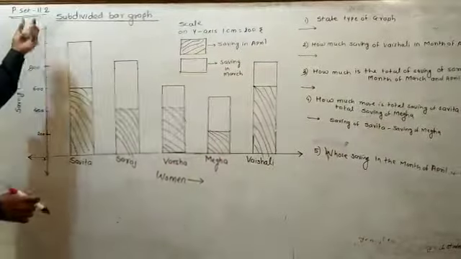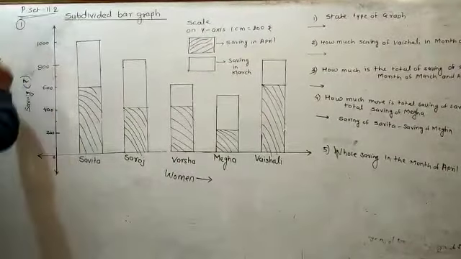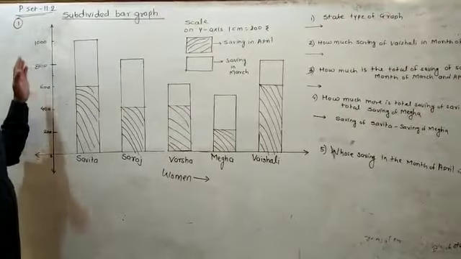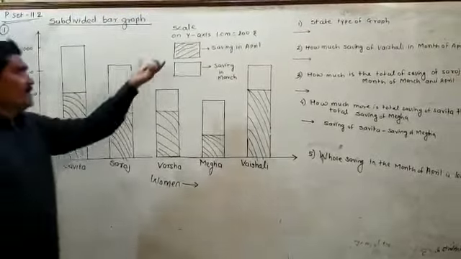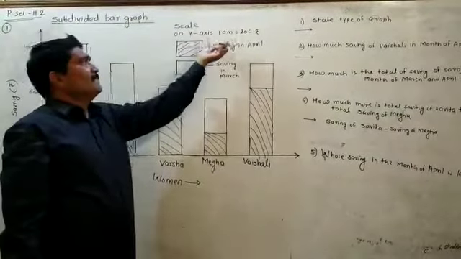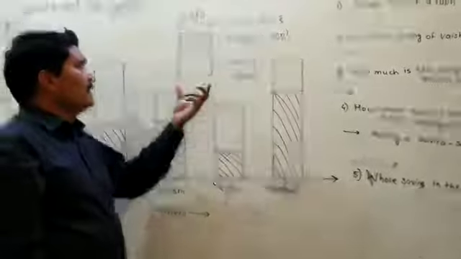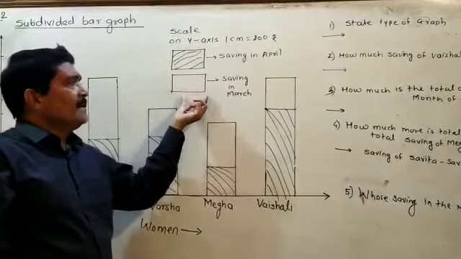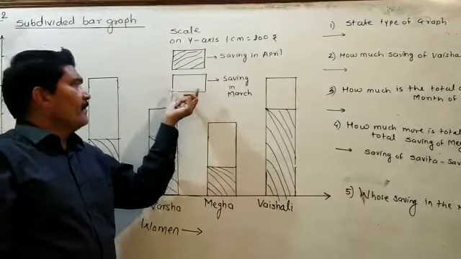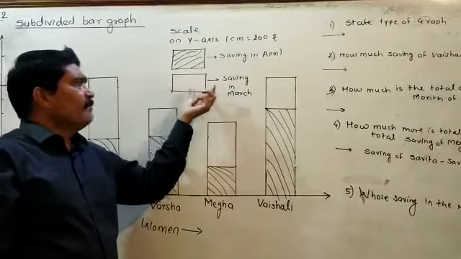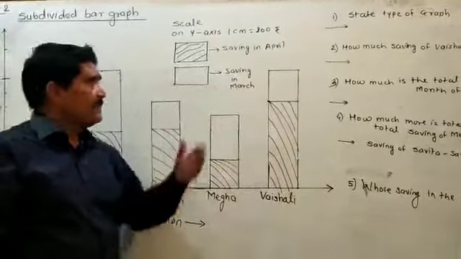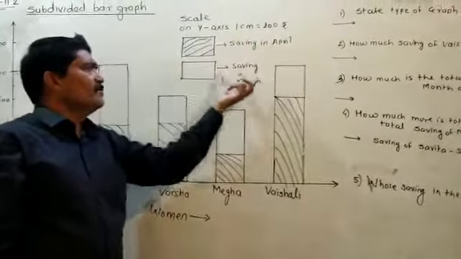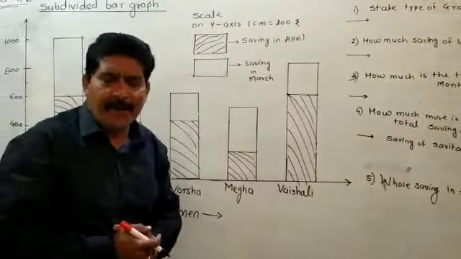Practice set 11.2, example number 1, subdivided bar graph. This is the graph given in the question, so you have to read this scale. On the y-axis, 1 centimeter is equal to 200 rupees. The shaded portion is the saving in the month of April, and the non-shaded portion shows the saving in the month of March.